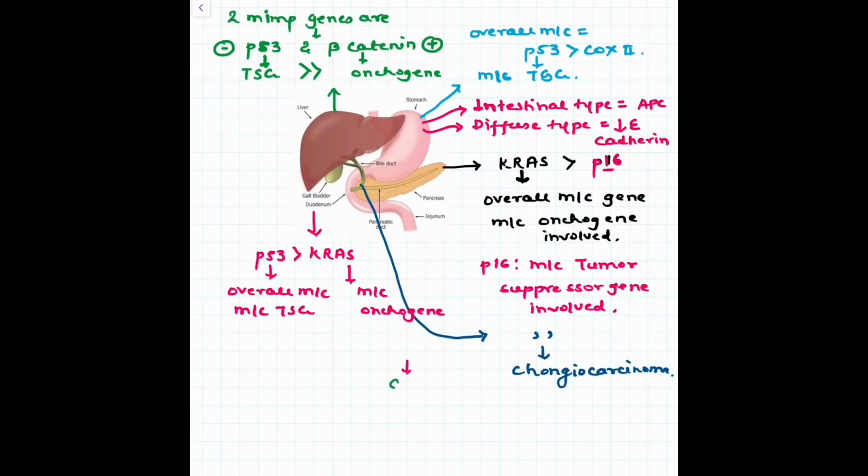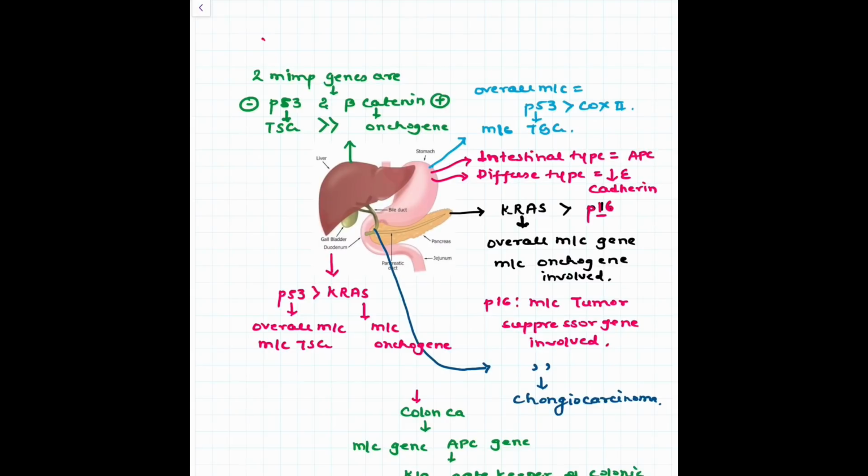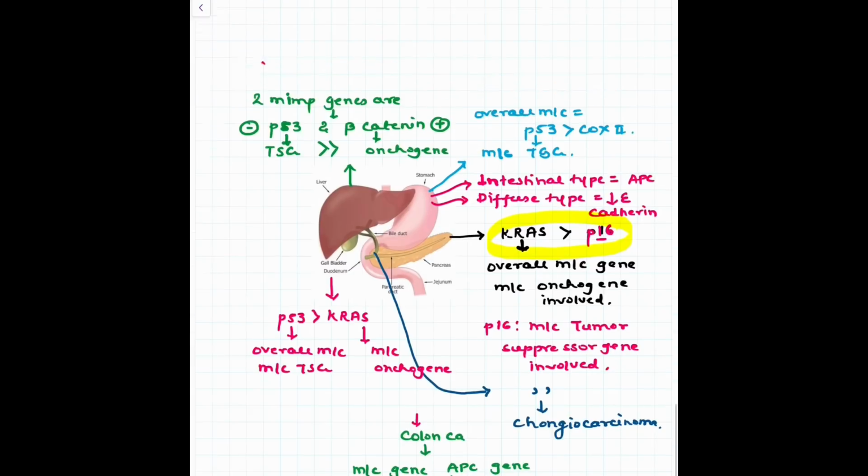And then CA colon. When we talk about colonic cancer, we have to remember APC. The APC gene is involved in colon cancer and it is known as the gatekeeper of colonic cancer. If this particular gene is mutated, then the person is predisposed to colon cancer. So this is all about cancer of the GI tract and all the associated organs. Remember, KRAS P16 equals CA pancreas.